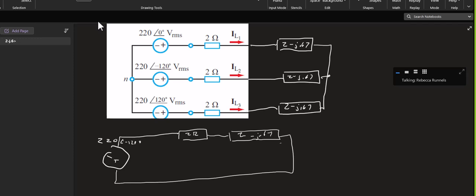And then to find I2, for instance, I2 would just be our voltage divided by our impedance, and so I'm going to add the 2 ohms of my line to the load impedance, so I'll divide it by 4 minus j0.67.